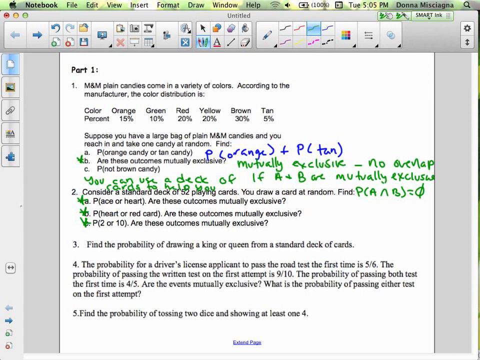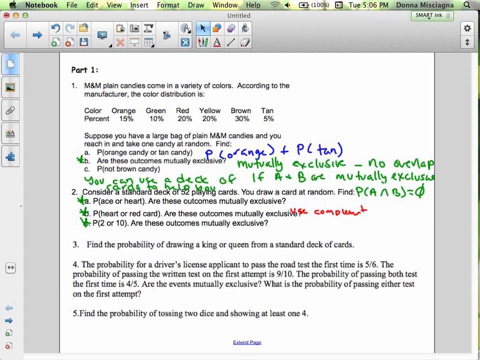Find the probability of drawing a king or queen from a standard deck of cards. But first, we didn't answer C. I kind of jumped down to number 2 because it went along with 1A. Probability of not brown candy. You can find the probability of the orange, the green, the red, the yellow, and the tan, or since not brown is everything but brown, you could use a complement. That's a little easier. You wouldn't be wrong if you did it the other way, but that's supposed to say use a complement.